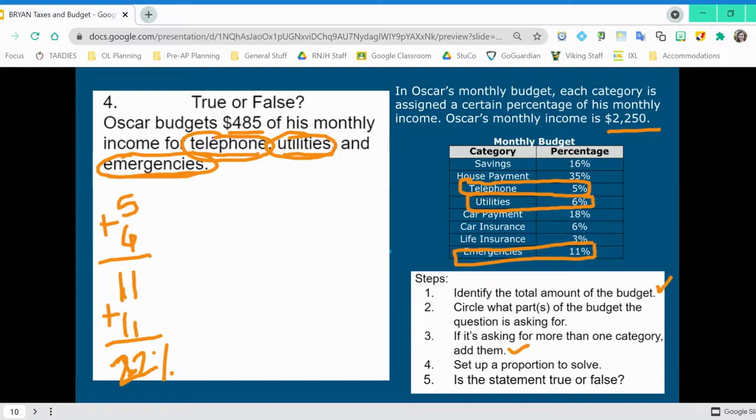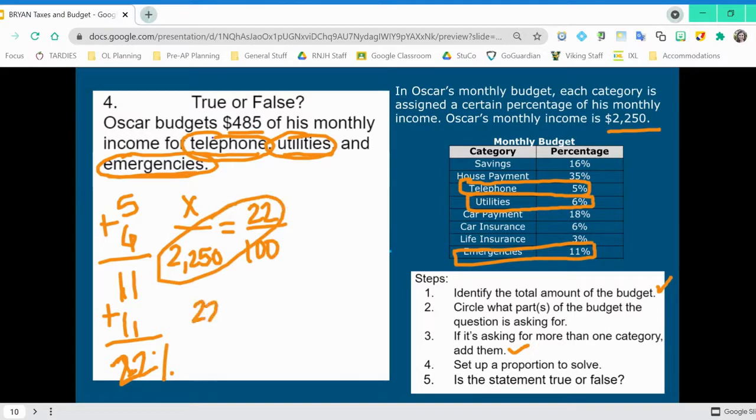So let's set it up. We're going to put how much money over 2,250 equals 22 out of 100. And we're going to calculate what 22% of $2,250 is by cross multiplying and dividing. So you're going to cross multiply and do 2,250 times 22 equals 100x. So we need to calculate 2,250 times 22.